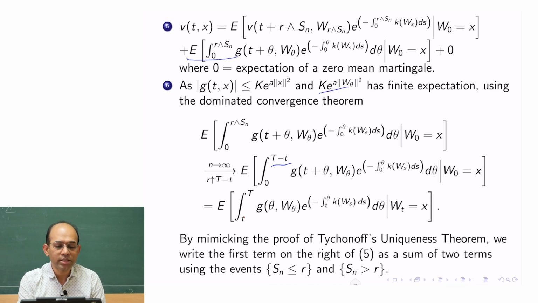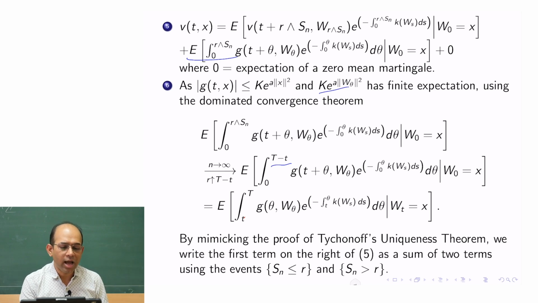Why is it so? Because as n tends to infinity, Sn goes to infinity almost surely. Why? Because Sn is nothing but the time to hit a ball of radius n times square root of d. As n goes to infinity, the ball becomes larger and larger, so Sn also becomes larger and larger with probability 1.